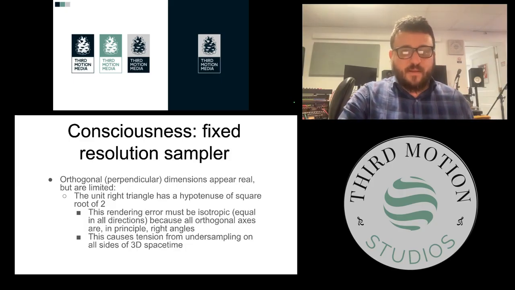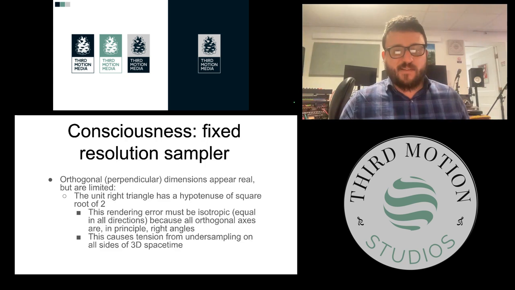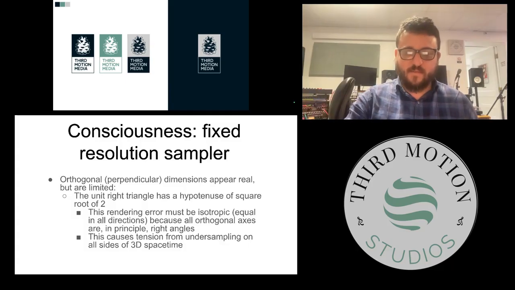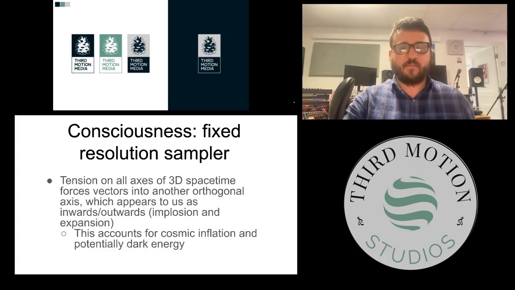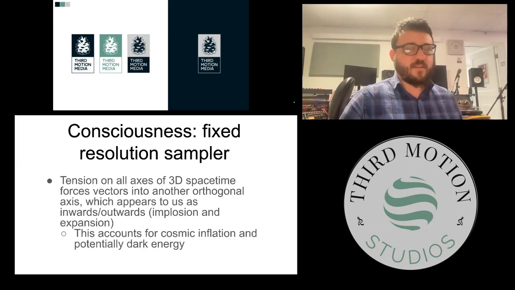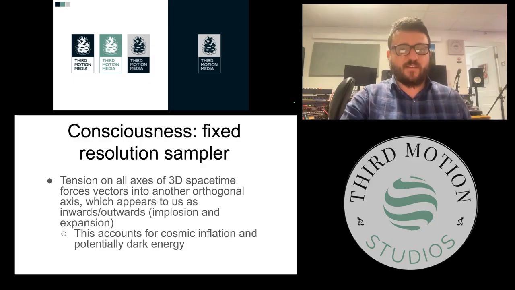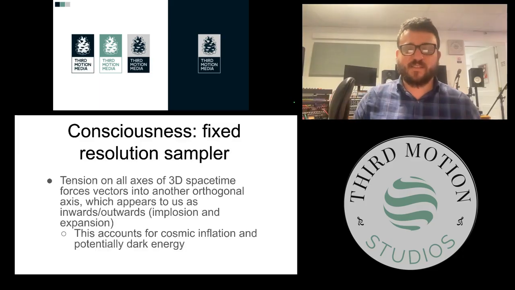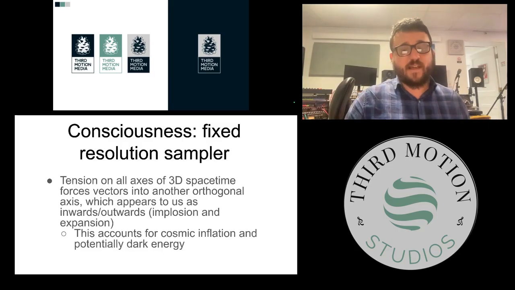So this rendering error must be isotropic, which means it's equal in all directions because all orthogonal axes are in principle right angles. This tension, I just went over that, goes from undersampling all sides of 3D spacetime. But this rendering error does not happen all at once. It forces itself into vectors into other dimensions, which we see as inside and outside. We see as implosion and expansion, because that's really the only place that it can go, in and out. That's another dimension that we forget. So implosion and expansion accounts for cosmic inflation and potentially dark energy, which is the hidden side of time, the hidden side of expansion, the compression aspect that modern science refuses to look at.